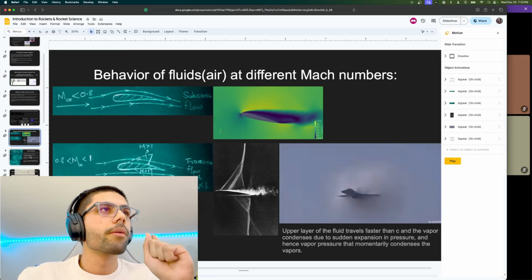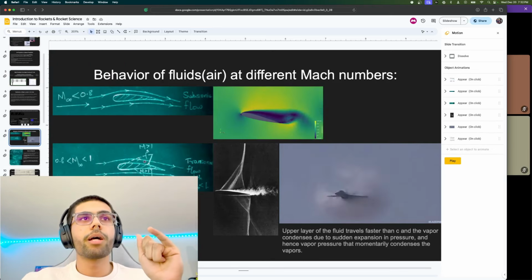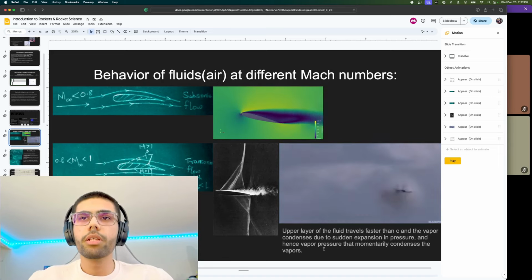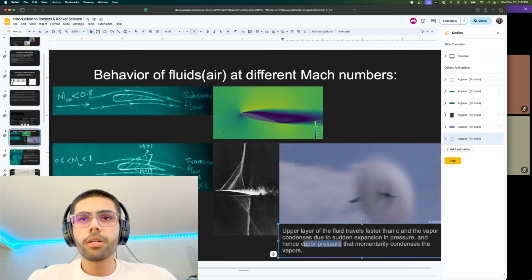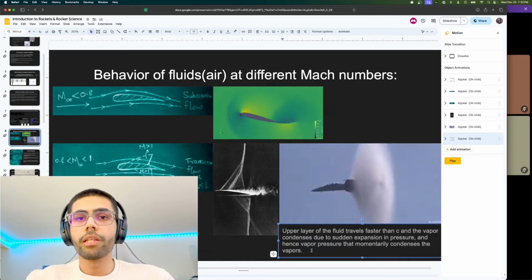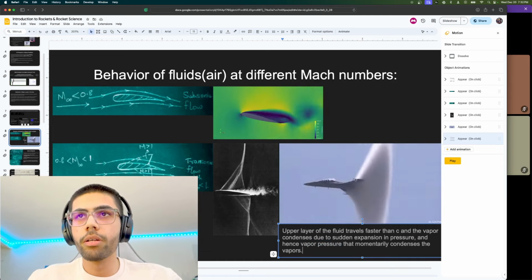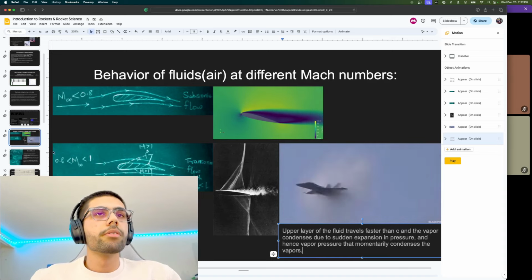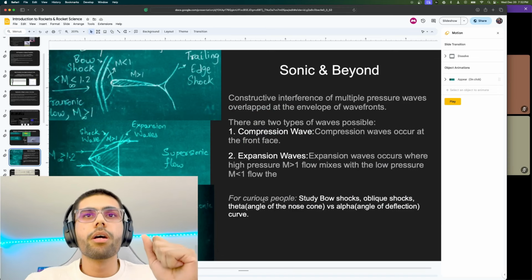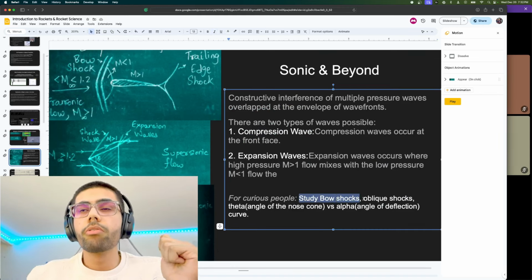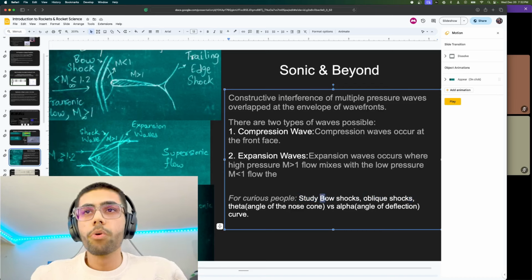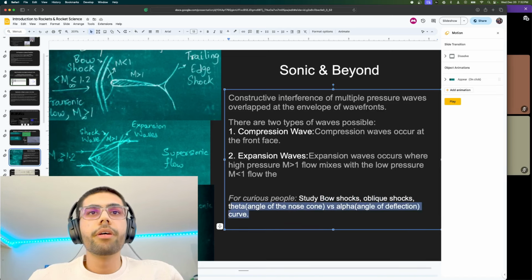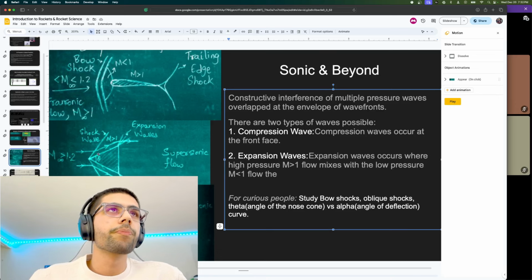So imagine particles stagnating on top of each other here. The pressure in this region is going to increase, which is going to increase the vapor pressure, which actually causes the momentary condensation that we see here at the Mach cone created by a fighter jet. And I said that if you are curious and want to study further, you can study bow shocks, oblique shocks, and the theta versus alpha curve.